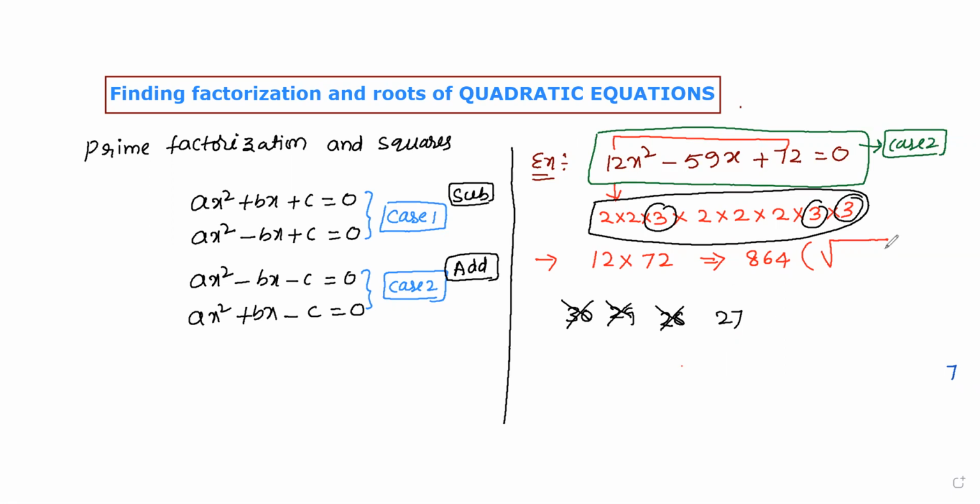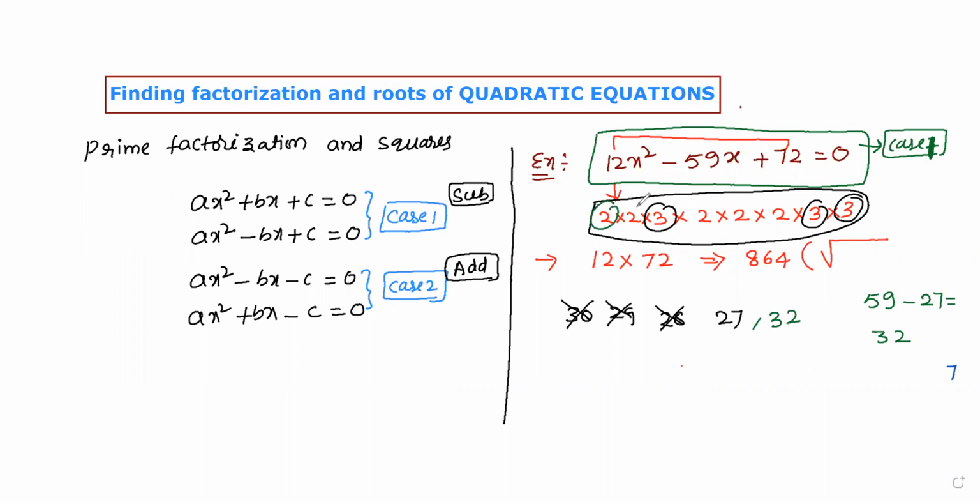Sorry, it comes under case 1. So we have to do subtraction here. So 27 I have taken. So 59 minus 27, if you are doing, then you are getting 32. So my pair will be now 27, 32.